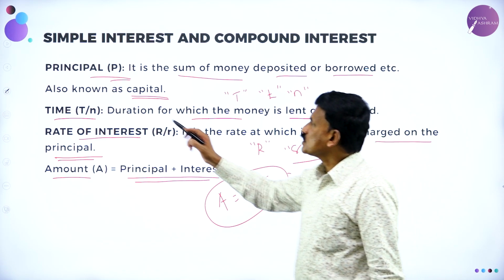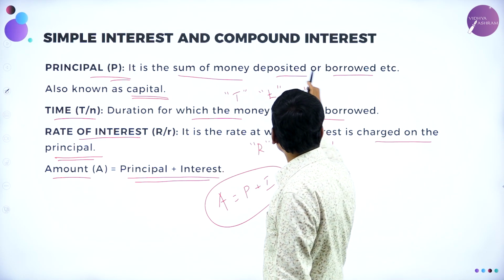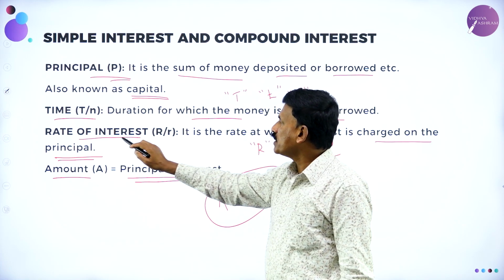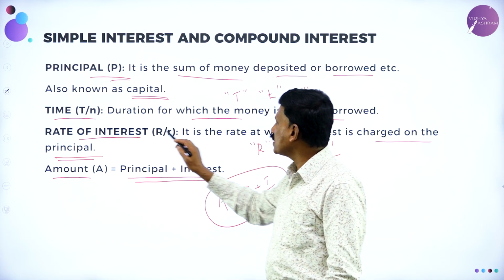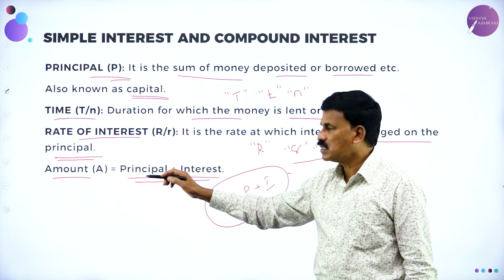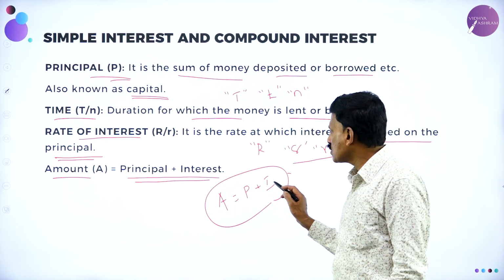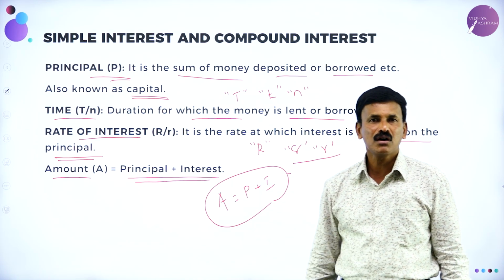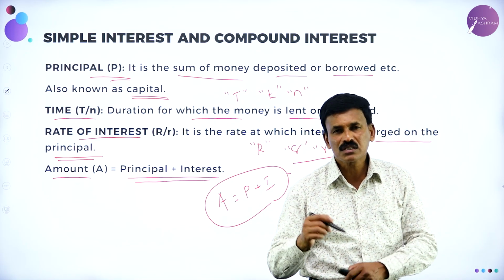Now see here, principal is nothing but the sum of the money deposited or borrowed. Interest is the rate at which the interest is charged on the principal. So principal plus interest, both together, will form the amount. Okay, these are a few definitions.